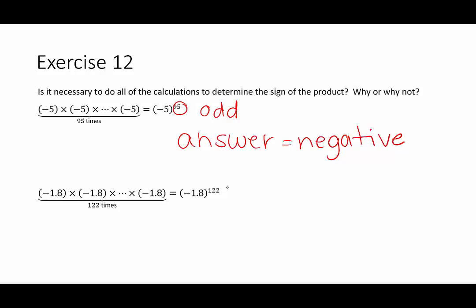So we're looking at this one. We have a power of 122. We have a negative 1.8 base. The base is negative, but it has an even amount of exponents. So the answer then is going to be positive.